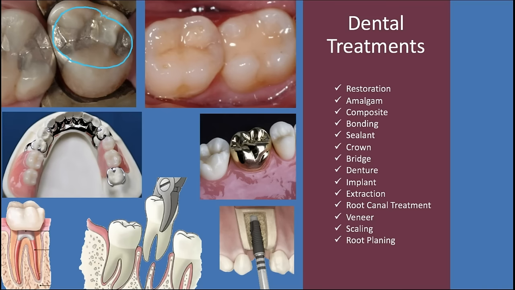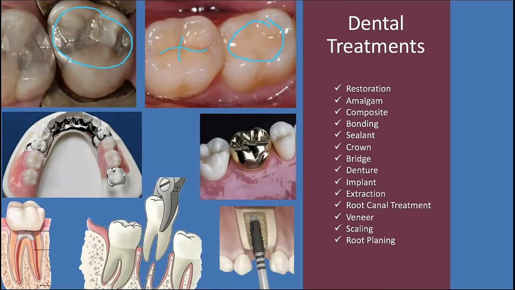Composite is a tooth-colored filling material used to repair or cosmetically enhance teeth that's made of several types of resin-based plastic substances. Bonding is another term that some dentists may use, and it refers to the process by which a tooth-colored filling material is attached to the tooth. A sealant is a thin plastic resin coating that can be placed on the biting surfaces of back teeth to help prevent caries from forming within the pits and fissures of these teeth.